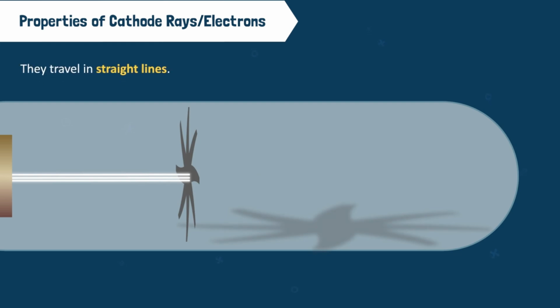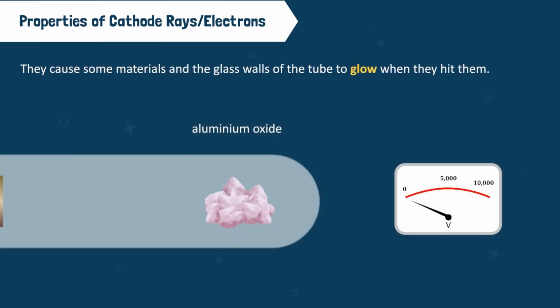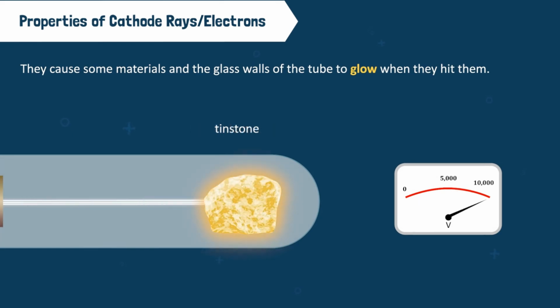Though invisible, they caused some materials placed in their path to glow. Aluminium oxide placed in their path glowed red, and tin stone yellow. Depending on the composition of glass, they also produced greenish or bluish fluorescence when they hit the walls of the glass tube.